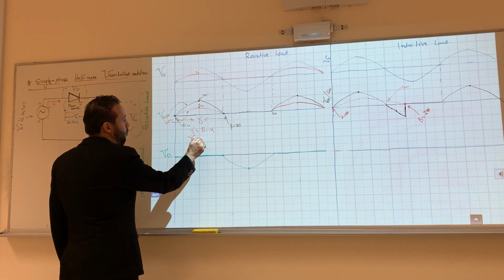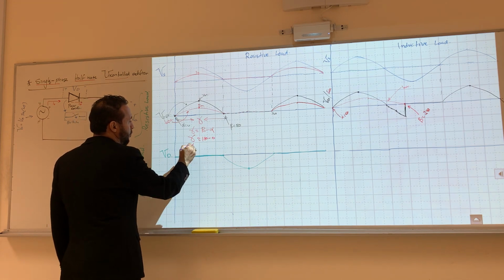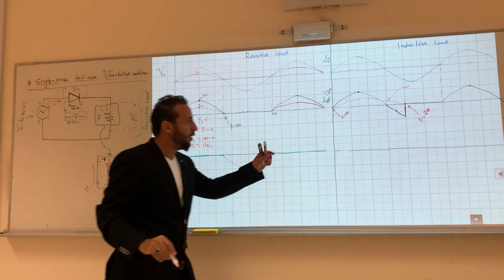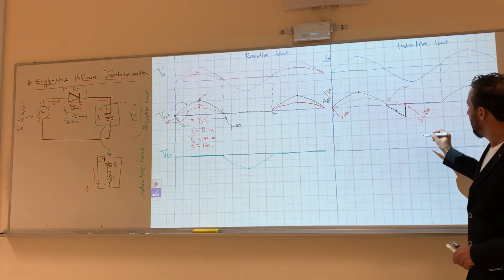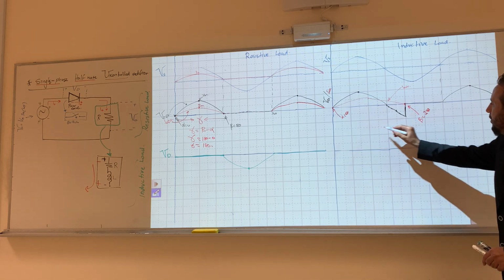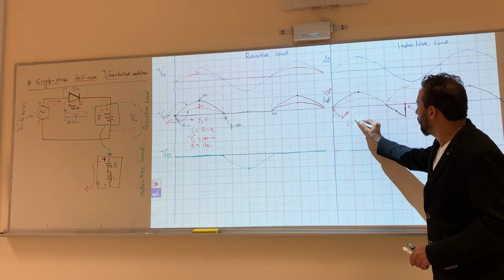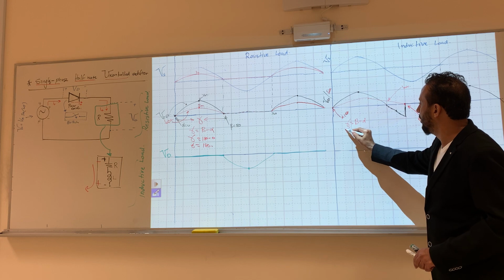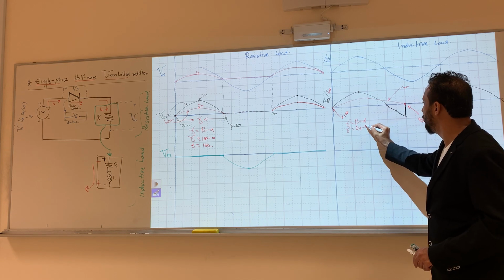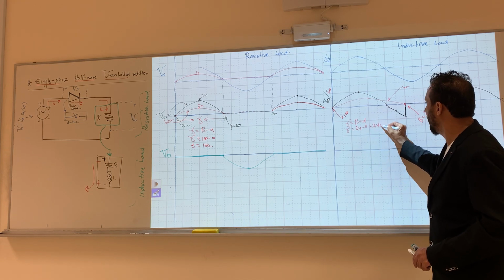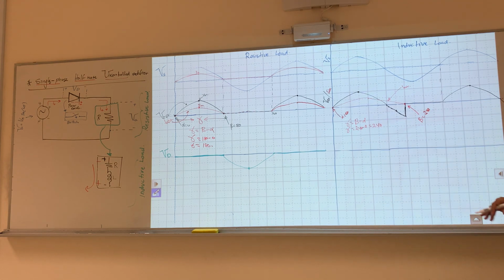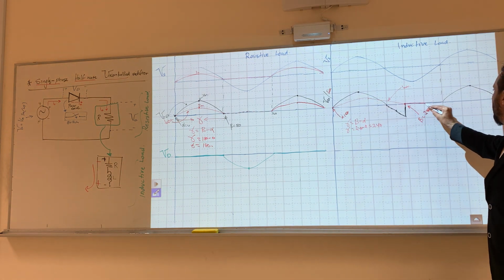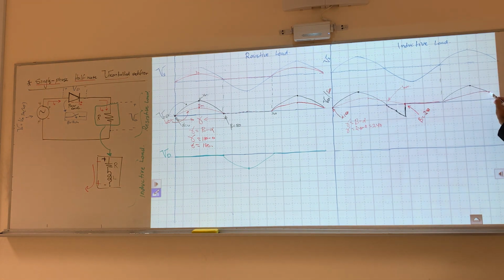Before, gamma equals 180 minus 0, so equals 180. But here, gamma equals beta minus alpha, so gamma equals 240 minus 0 equals 240. Okay? 240. And the current is longer right here, and then it's 0 right here. And it's the same here, and so on.